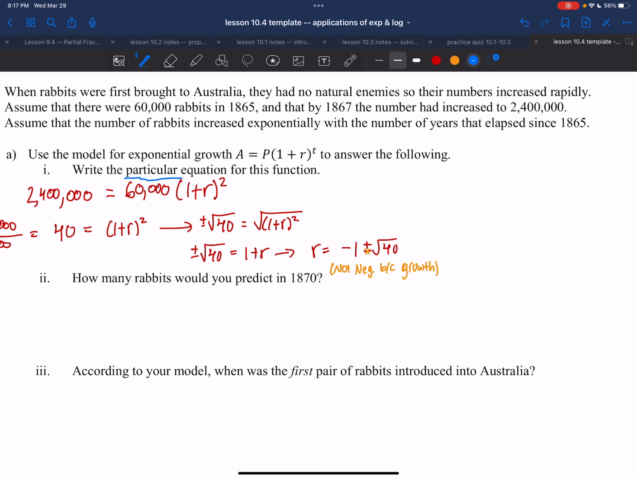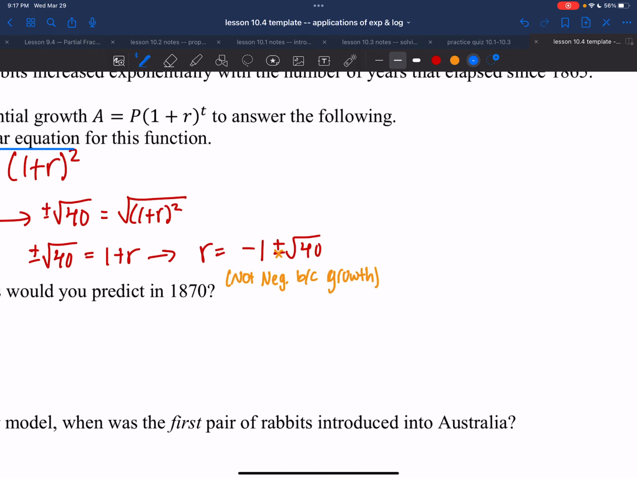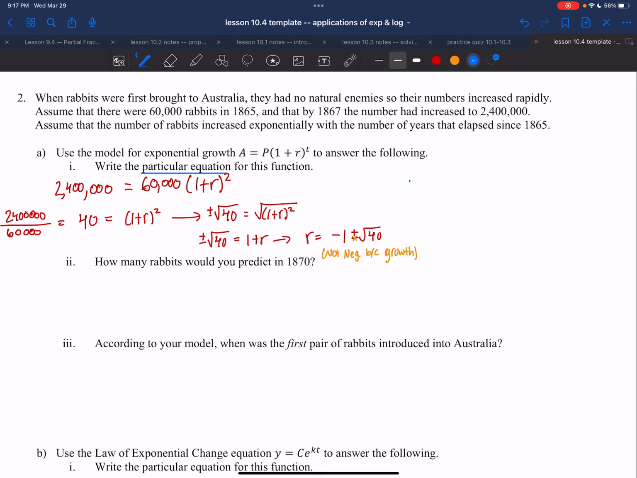I'll say the particular equation. I'm going to do this in blue so that there's not too much red overlapping, okay? The particular equation is A equals 60,000 times, now it says 1 plus r. Well, that's just 1 plus negative 1 plus root 40. And so we don't really need those parentheses. 1 plus negative 1 cancels. So all this is inside is root 40. So this is the square root of 40.